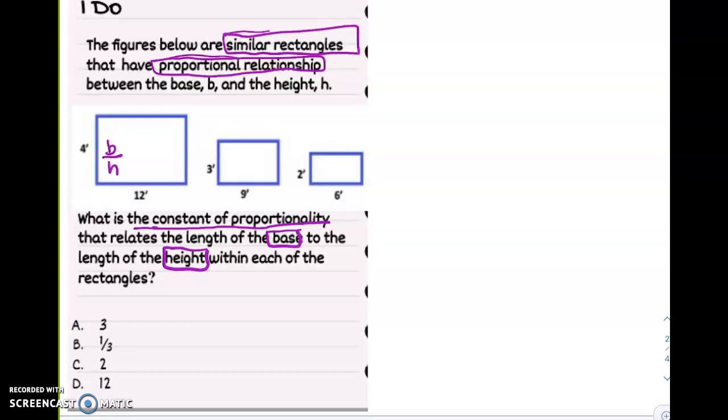over height. So if we look at the first one, we know that that will be 12 over 4, which will be 3. And let's look at the next one. Base over height is equal to 9 over 3, and that's also equal to 3. And the smallest one will be base over height is equal to 6 over 2, and that is 3.